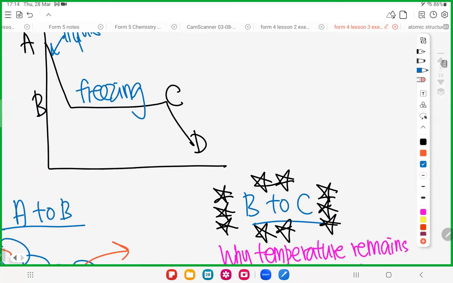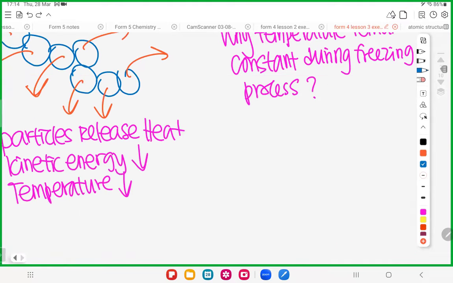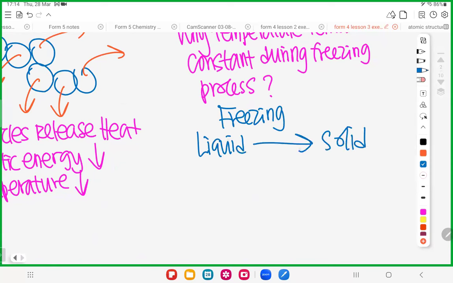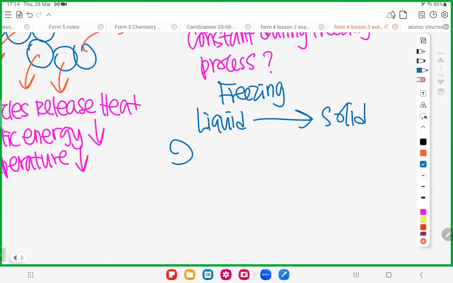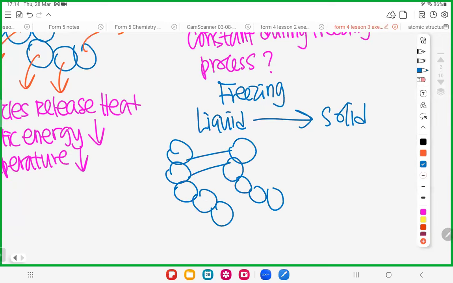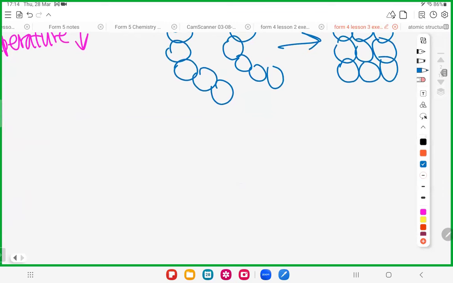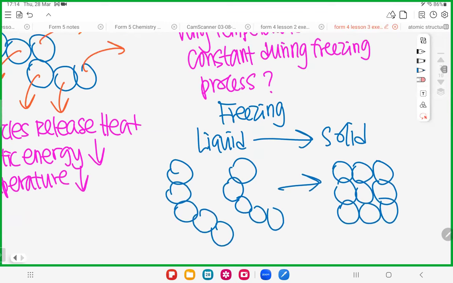During freezing, what happened, guys? Freezing, we want to convert liquid to solid. When you want to convert liquid to solid, you want the liquid particles sticking together so that they can form the solid. This is what we want to achieve. So why does the temperature not change at all?